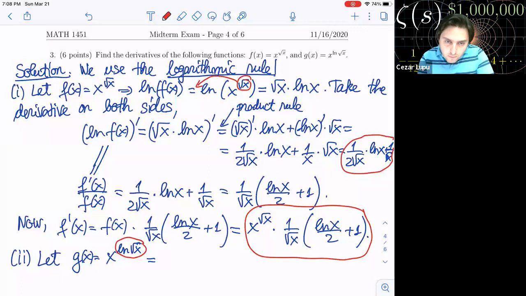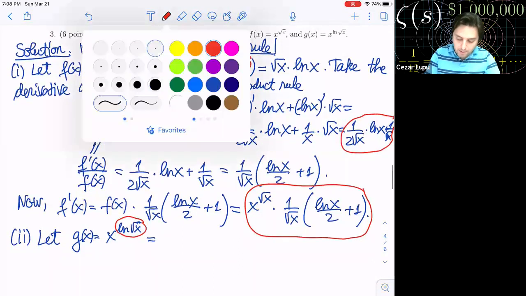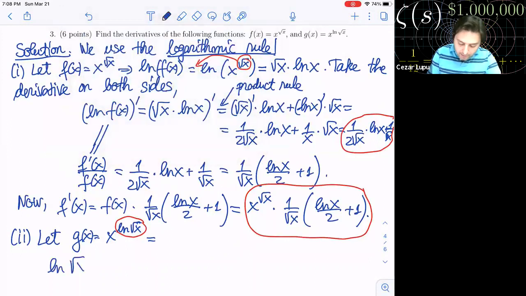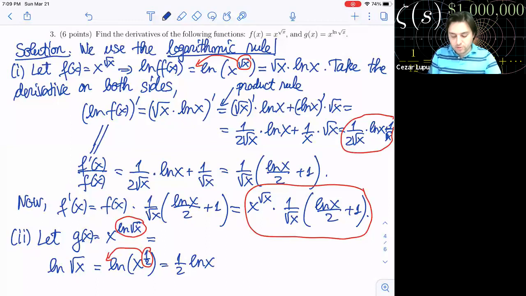So what do you think here? Let's see. Maybe not quite x, maybe something else. So let's look at this quantity separately: ln of the square root of x. Can we rewrite this in a way? How can we write square root of x? As x to the power 1/2, right? And since we have the power here, we can bring this outside. So this will be equal to 1/2 ln of x, which is exactly what we want.